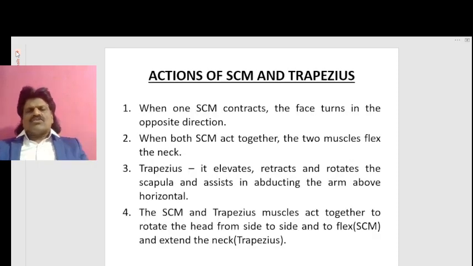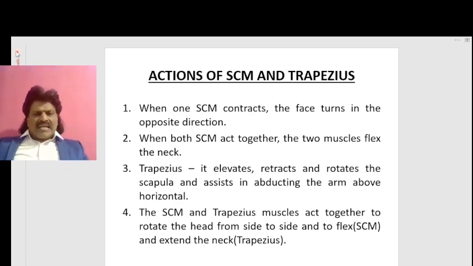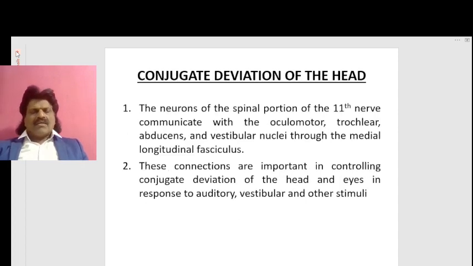When one sternocleidomastoid muscle contracts, the face turns in the opposite direction. When both the sternocleidomastoid muscles act together, the two muscles flex the neck. The trapezius elevates, retracts and rotates the scapula and assists in abducting the arm above horizontal. The sternocleidomastoid and the trapezius muscles act together to rotate the head from side to side and to flex the neck, the sternocleidomastoid muscle, and extend the neck, the trapezius muscle. Conjugate deviation of the head.